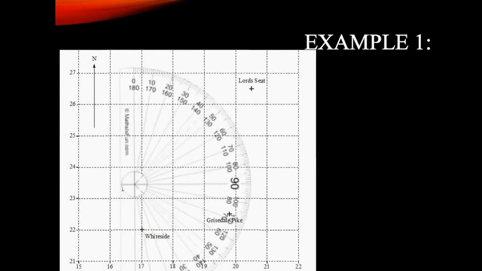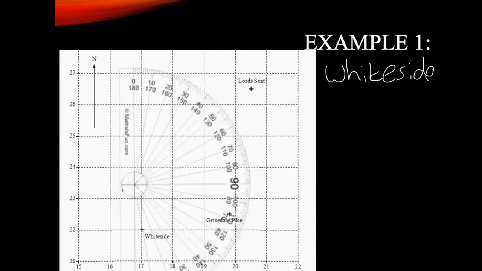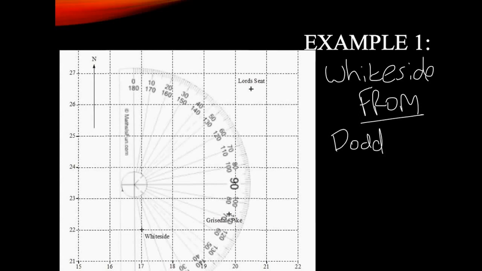So if we were doing, for example, Whiteside from Dodd. So let's say we were doing Whiteside, and then the key word here is from. We're going to do from Dodd. Now if it's from a place, that's where you're going to put your protractor. So we've got our protractor in.